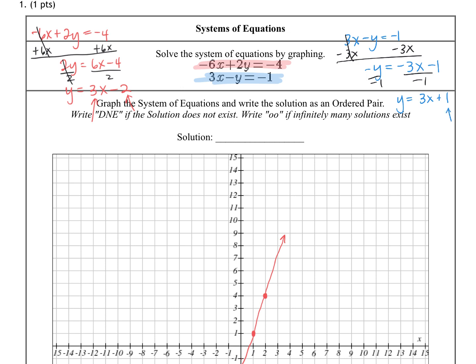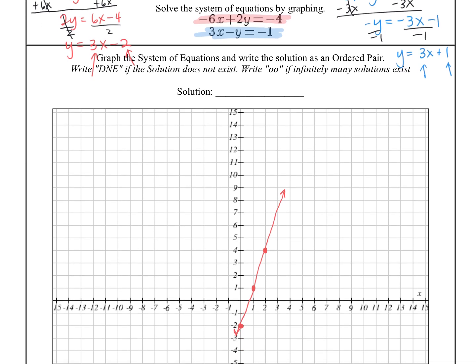So our y-intercept is 1, and our slope is 3. So let's graph that line. We have 1 is the y-intercept, and the slope 1, 2, 3, 1. So we rise 3, run 1. Notice that the slope from this equation is the same as the first equation. If the slopes are the same and the y-intercepts are different, then these lines will never intersect because they're parallel. So the solution does not exist.